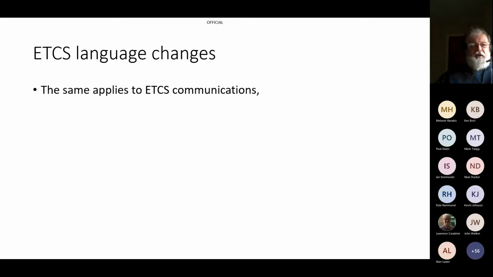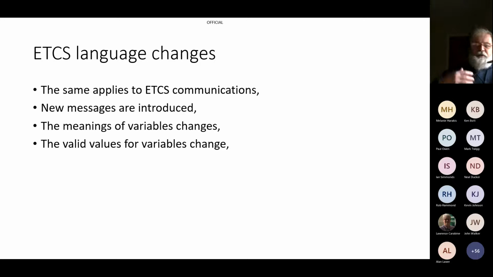The same applies in ETCS. If we'd got the language right for the first variation of ETCS, we wouldn't need to change things. But as we've improved ETCS, added extra features, things like new messages have been introduced. So the language has changed. And within those messages, the meanings of some of the variables has changed, and also the values that variables can have has been changed. So this language, like the word nice, has been evolving as we go through. There have also been some older messages or parts of messages which are no longer required and get deleted.